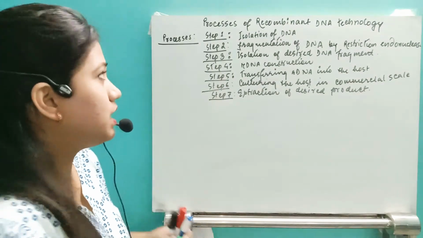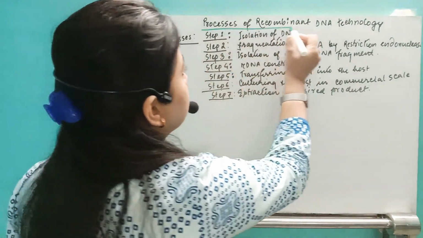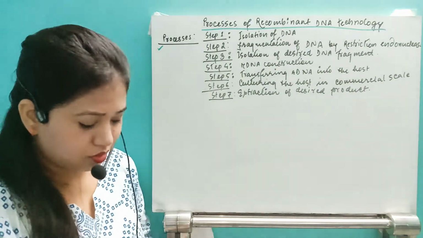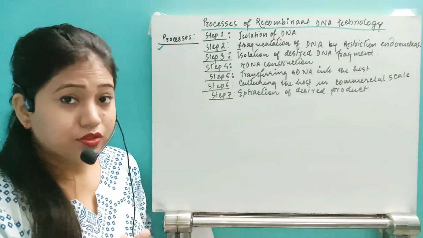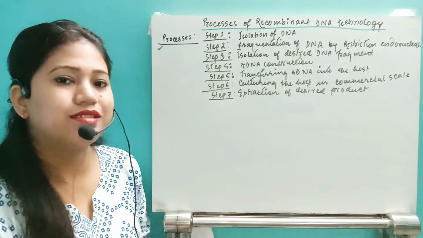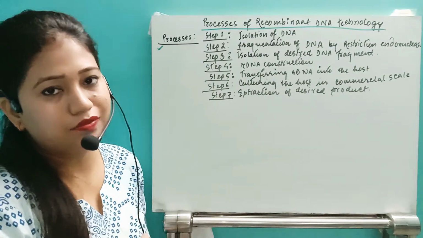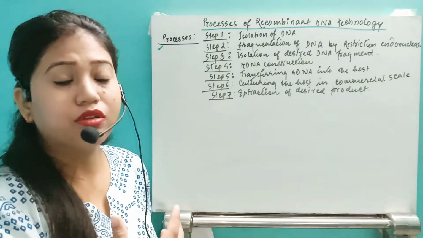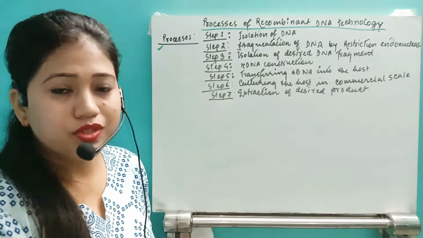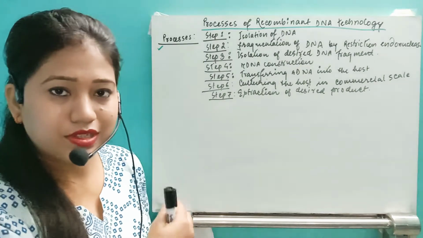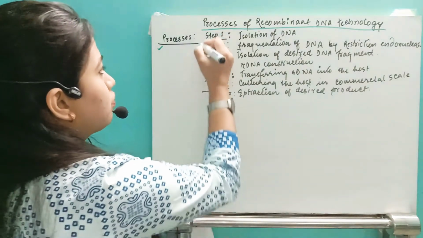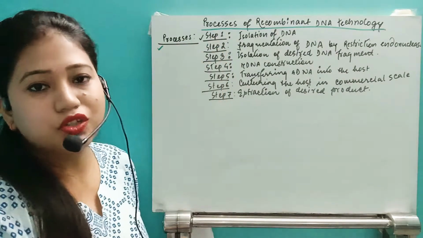So just see how many steps there are in this process of recombinant DNA technology, so that we can follow it. First, from first to last, how we get the DNA fragments, then after that we get the rDNA, and how for commercial purposes the host can be multiplied. All of this we are going to see now. So first of all, in step 1, what we are going to do is the isolation of DNA.